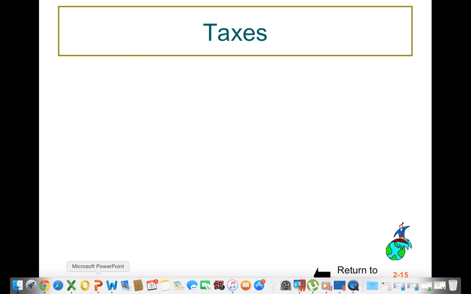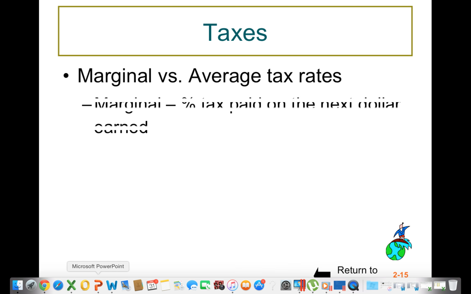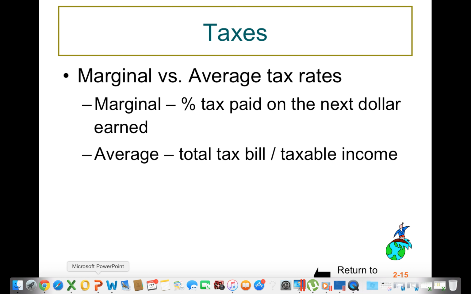The next part of the chapter digs into some tax issues. And really, in some ways it's going to be a little bit of a review because we did discuss some of this in managerial economics, where we discussed marginal and average tax rates. Marginal is the percentage paid on the next dollar earned. You may remember I really tried to stress marginal being a concept for the next unit. And that's the case here. In this situation, the unit is the dollar. The average is the total tax bill over taxable income.